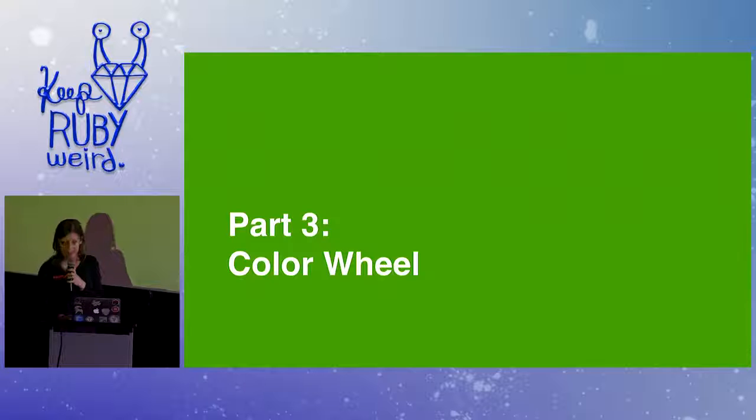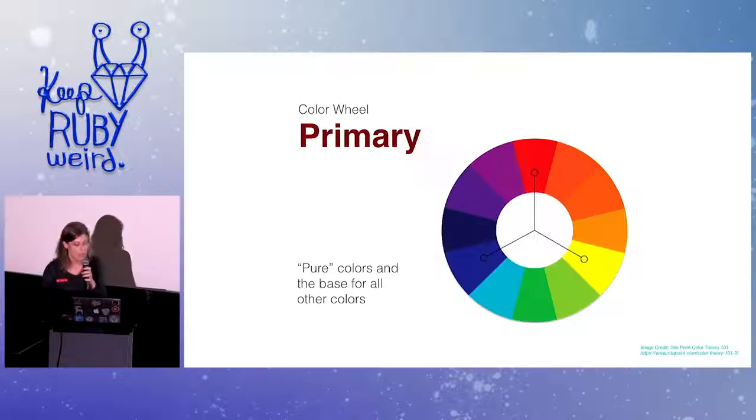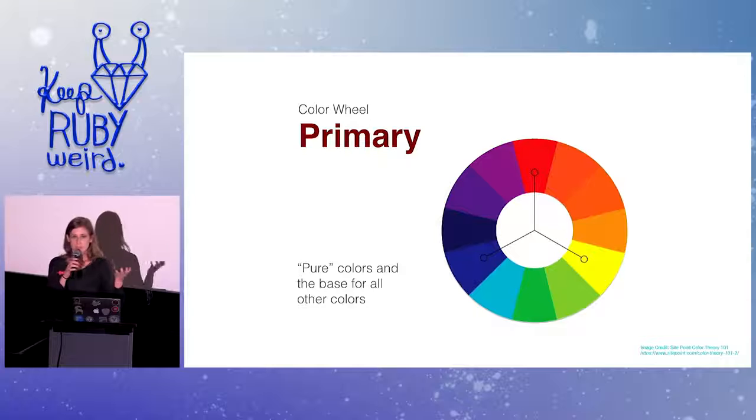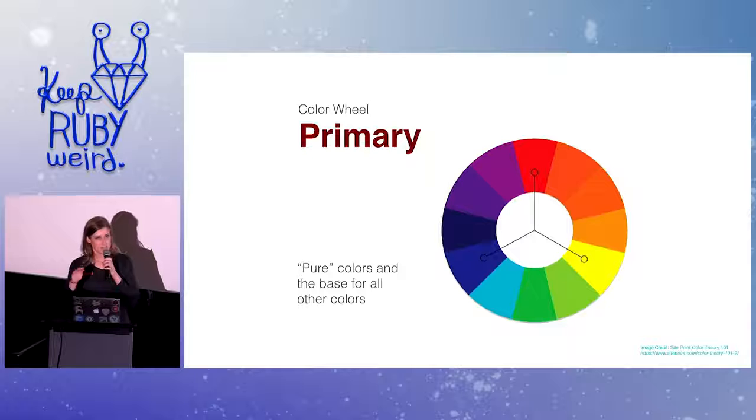Moving forward. So now we're talking about the color wheel. This is going to help us understand the purity of colors and how specific colors are created. So when we're talking about the color wheel, the first thing we need to think about is primary colors. Primary colors are pure colors, and they are the base of all other colors. They're also the most simple colors, so you cannot create a primary color by mixing any other color. So they are red, blue, and yellow. These are our base colors, and all other colors come from them.